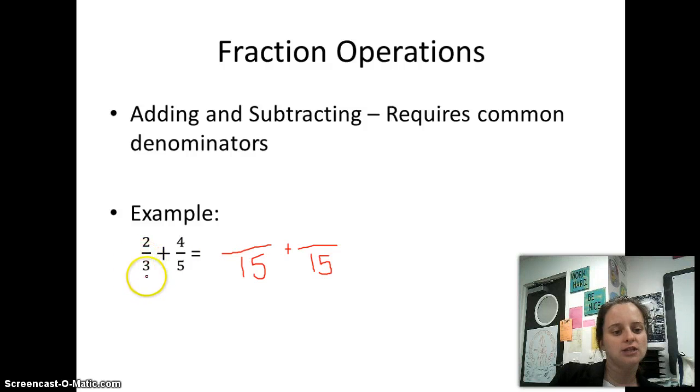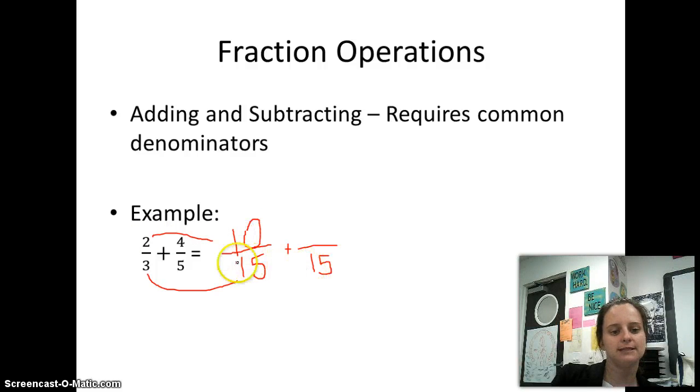Now, when I change this 3 to a 15, I have to change the numerator as well, because I still want this whole thing to represent 2/3 of 15. So the way I do that is I say, okay, to go from 3 to 15, I multiplied by 5, right? Because 3 times 5 is 15. So then I need to do the same thing with the 2. I'm going to say, okay, 2 times 5 gives me 10. So that's my new numerator.